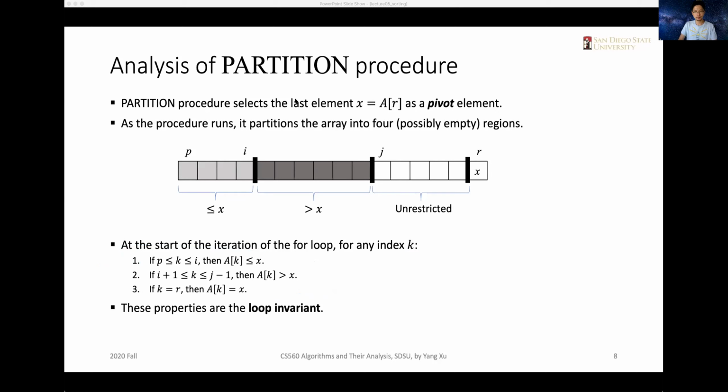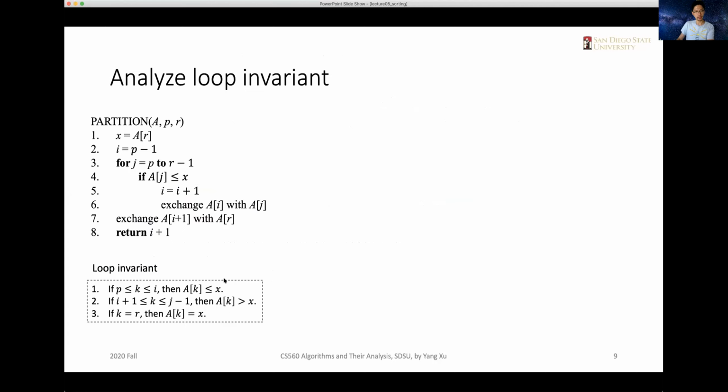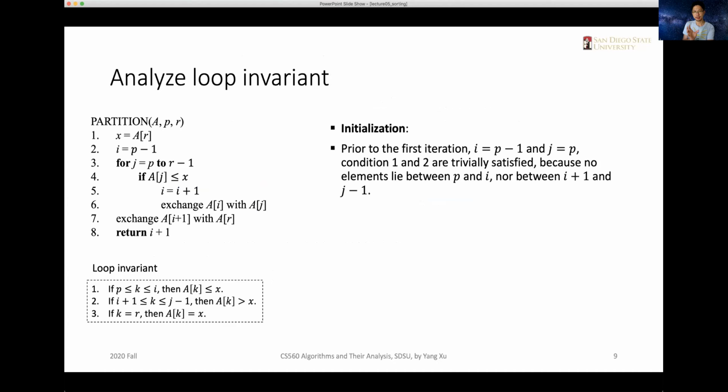So let's put the loop invariant here, and look at what the situation is like before we start the for loop. Before the first iteration, the value of I is p minus 1, and j is p. So the first two conditions are trivially satisfied because there are no elements between p and I, and none between I plus 1 and j minus 1. So initially it looks like this. There's nothing between I and j.